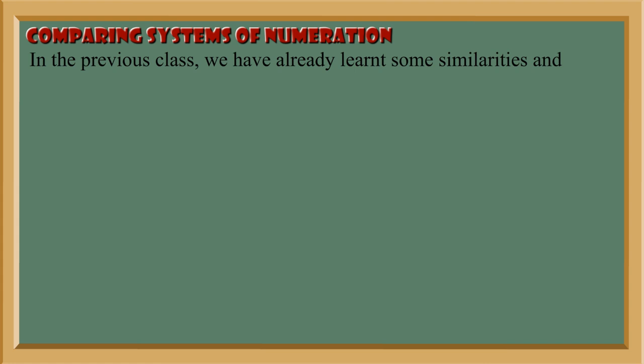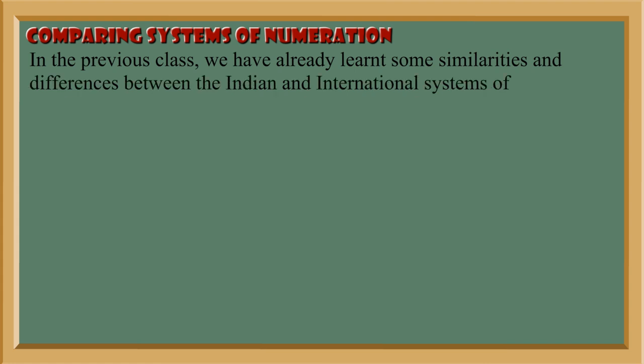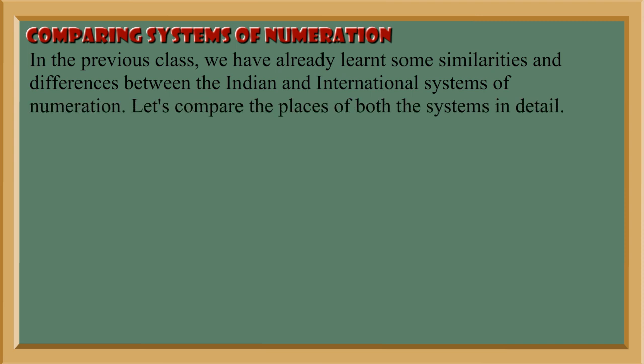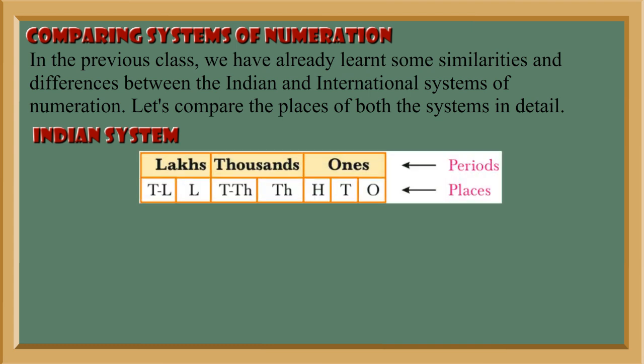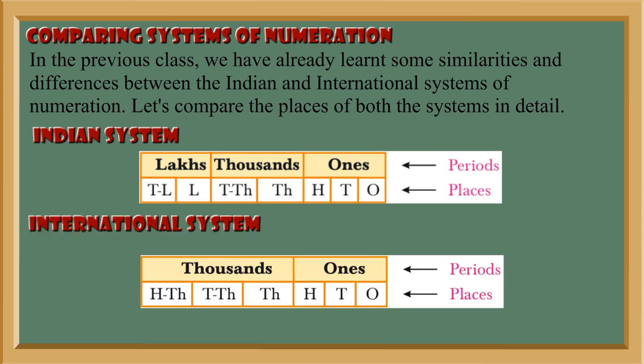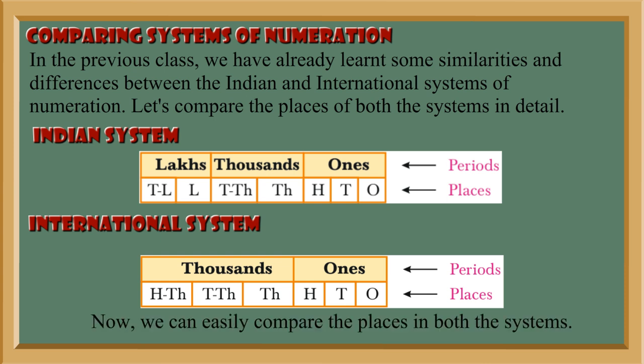In the previous class, we have already learned some similarities and differences between the Indian and international systems of numeration. Let's compare the places of both the systems in detail. Indian system, 10 lakh, lakh, 10,000, thousand, hundreds, tens, ones. International system, 100 10,000s, 10 10,000, thousand, hundred, tens, ones. Now we can easily compare the places in both the systems.